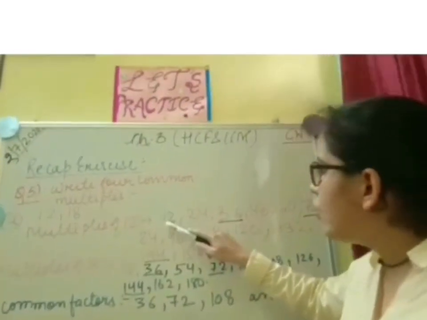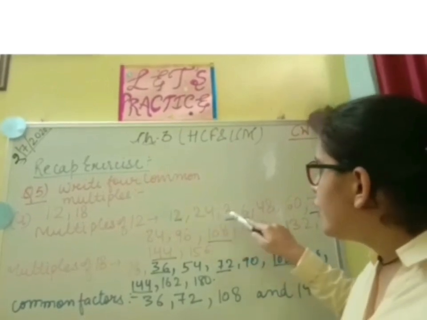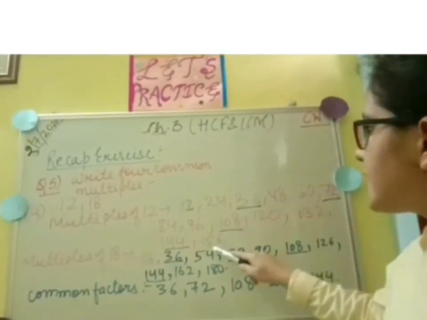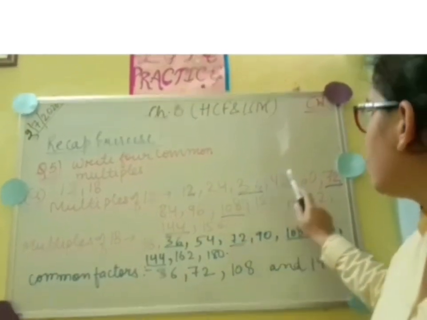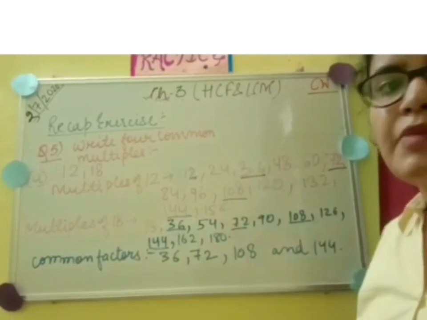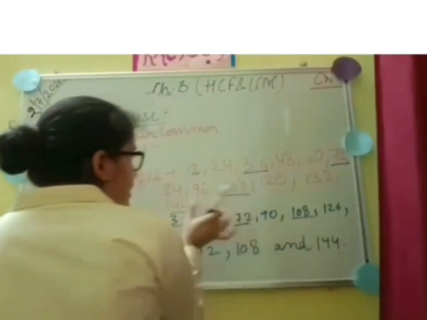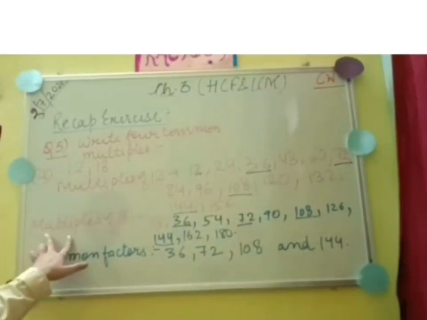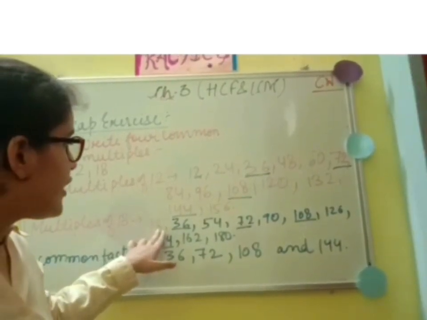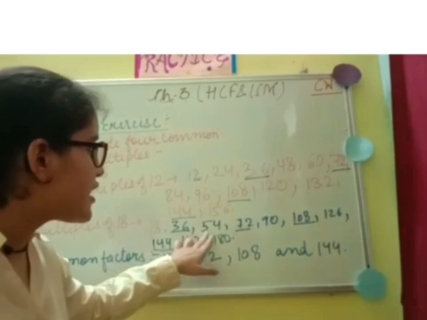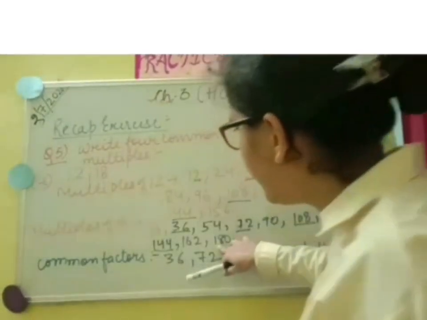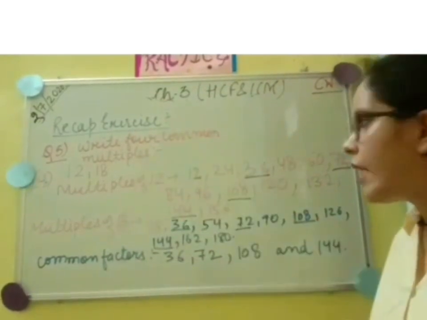So I multiplied 12: 12 1s are 12, 12 2s are 24, 12 3s are 36, 12 4s are 48, 12 5s are 60, like this, up to 13 times, that is 12 13s are 156. So now the multiples of 18. I have written 18 1s are 18, 18 2s are 36, 18 3s are 54, 18 4s are 72. Like this I have written up to 180. That means the complete table of 18 up to 180.